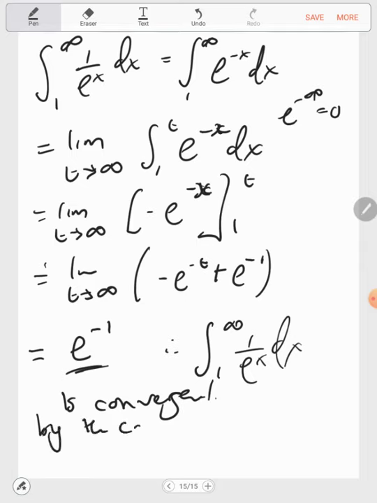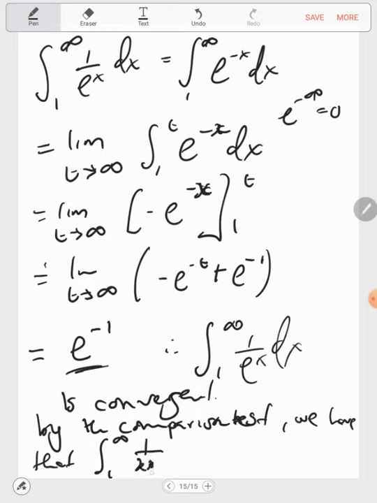Therefore, by the comparison test, we conclude that this integral actually diverges.